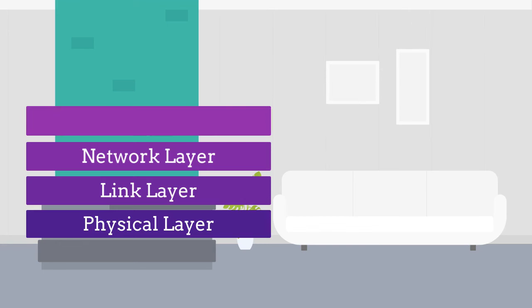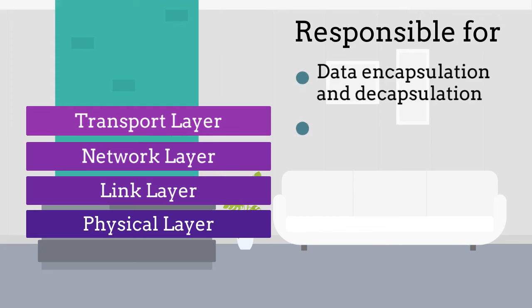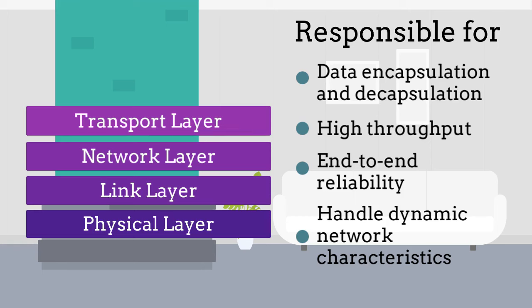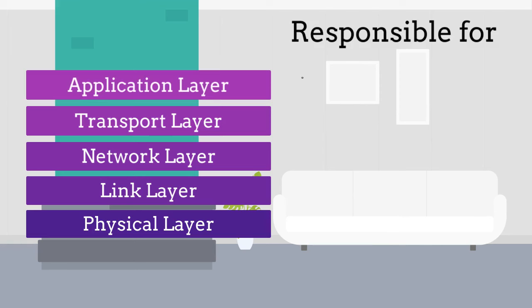The transport layer is responsible for the data encapsulation and decapsulation, high throughput, end-to-end reliability, and finally, to handle the dynamic characteristics of the mesh network. At the end, we have the application layer, which is responsible for the discovery process and the access to the internet. Let's see the standards in wireless mesh networks.